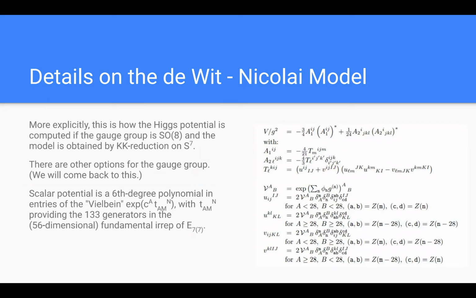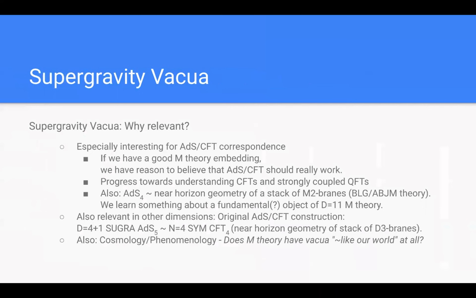So the scalar potential, the line at the top, is then a quadratic function of these two tensors that we see inside this T-tensor. Now, why are these supergravity vacua relevant? They're especially interesting for the AdS/CFT correspondence. If we have a field theory where we think we have a good M-theory embedding, we have reason to believe that AdS/CFT should actually work. And having such examples allows us to make progress towards understanding CFTs and then also strongly coupled quantum field theories. So this is one of the objectives here.